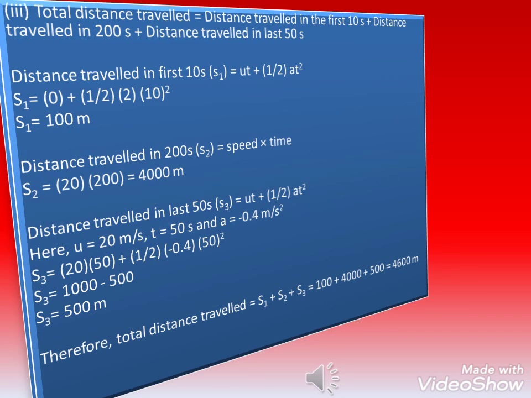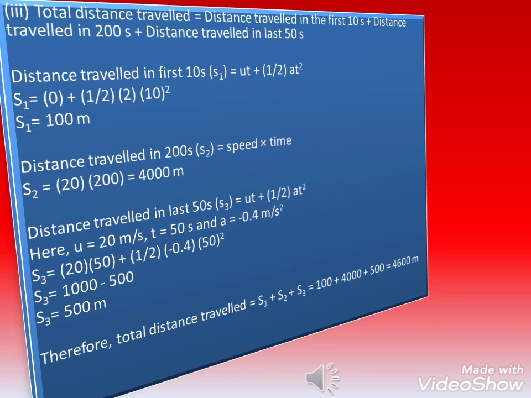Total distance travelled is equal to distance travelled in the first 10 seconds plus distance travelled in 200 seconds plus distance travelled in the last 50 seconds. So let us take it as S1, S2 and S3. So S1 equation ut plus half at square, we will get S1 is equal to 100 meter.